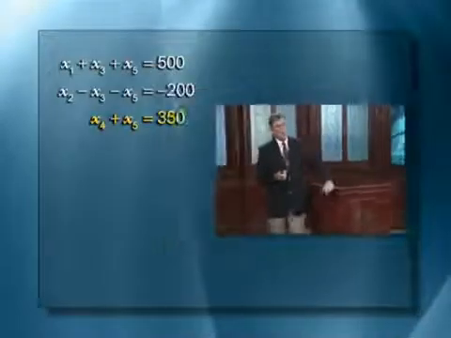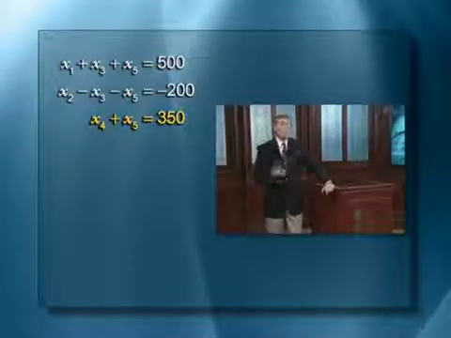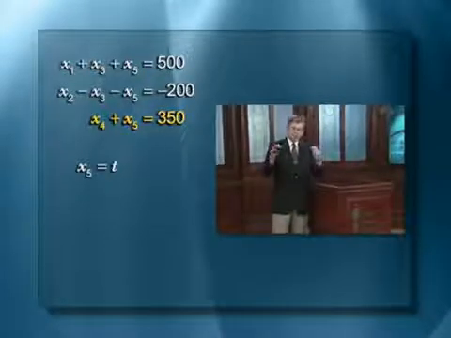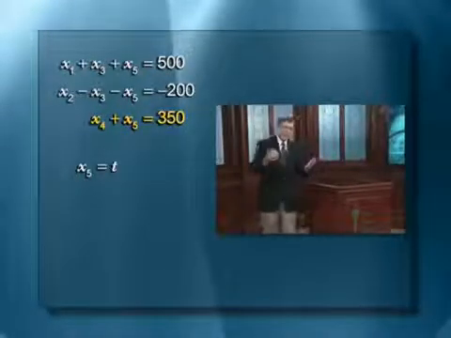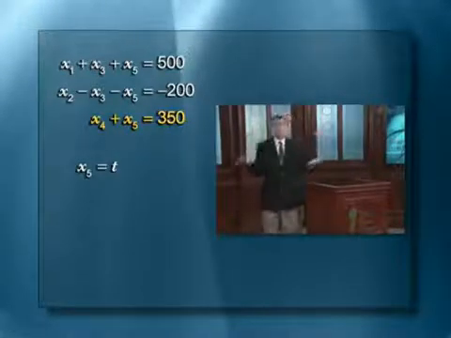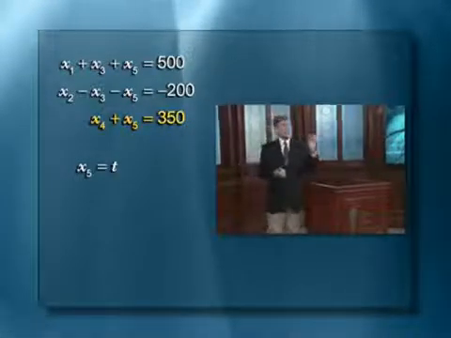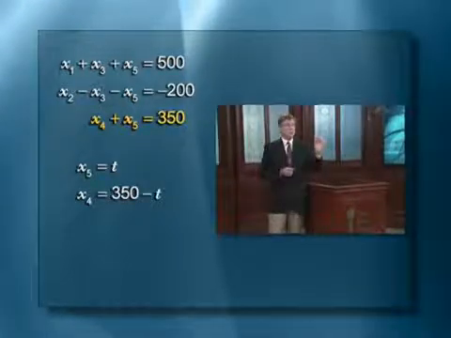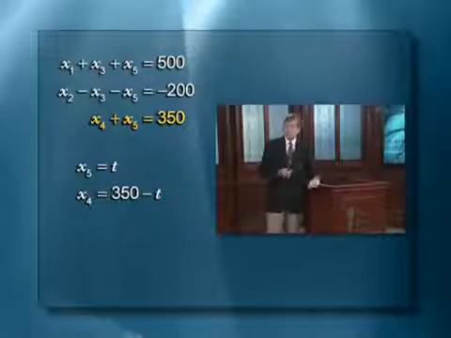You work backwards. Look at that third equation. x4 plus x5 equals 350. Think of x5 as being the independent variable. I like to use the word free variable. x5 can be anything it wants. But once you've selected x5, x4 is determined. It's going to be 350 minus x5.